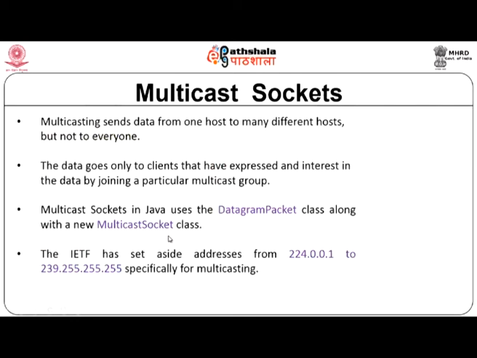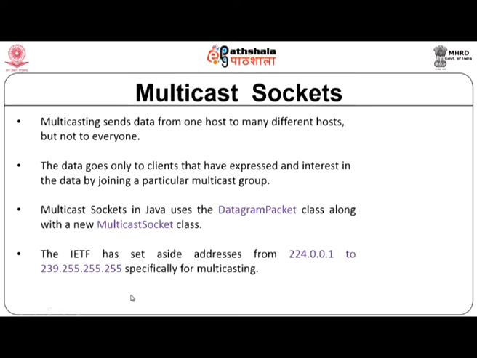So, next we will see about multicast sockets. For UDP communication, so far we have seen that there are two classes called DatagramSocket and DatagramPacket. Now, along with DatagramSocket and DatagramPacket, there is one more class called MulticastSocket. This MulticastSocket is for establishing multicast communication.